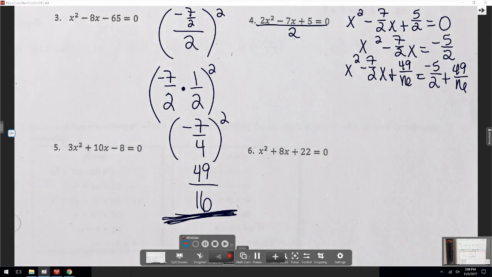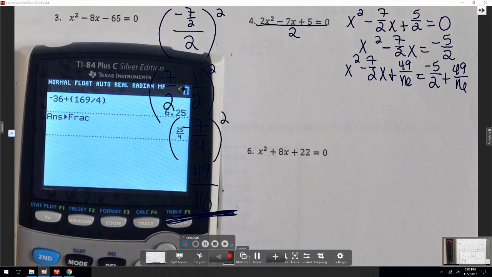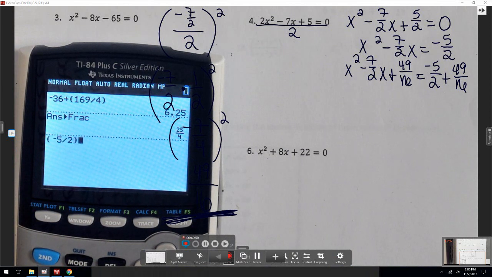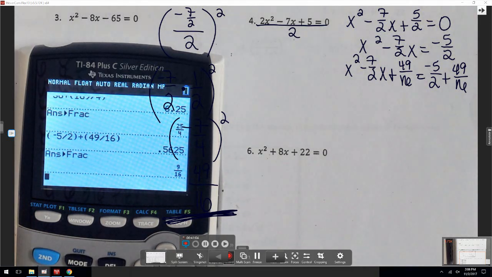Alright, you got your calculators? Let's hurry. Here we go. We got parentheses, negative 5 divided by 2, close parentheses, plus parentheses, 49 divided by 16, and we get a crazy decimal. And how do you fix it? Math, fraction, fraction. What do we get? Which is making my heart so happy because they both perfect squares.